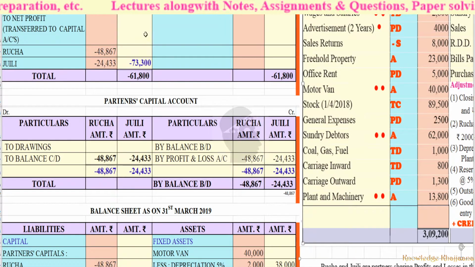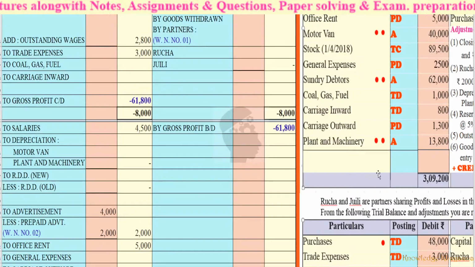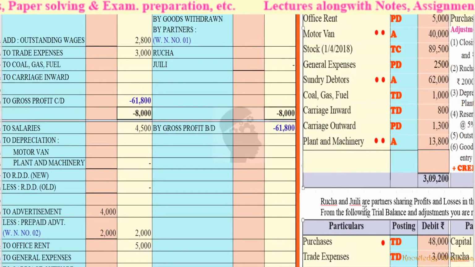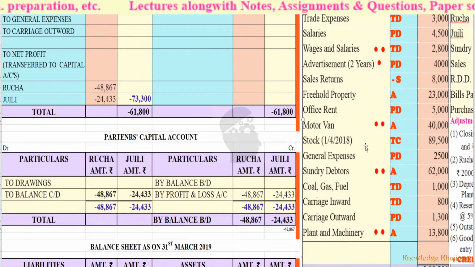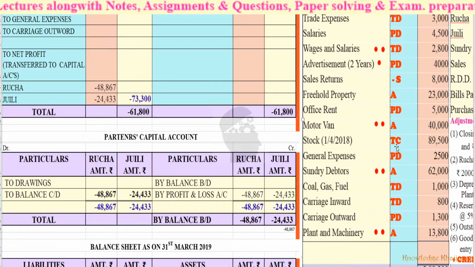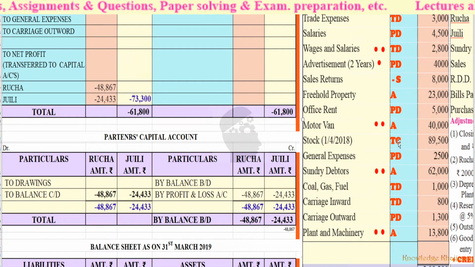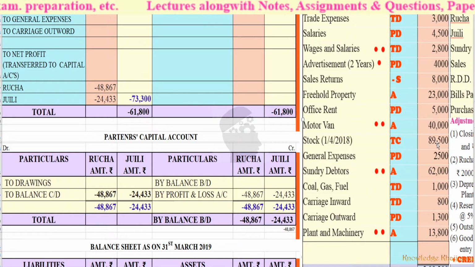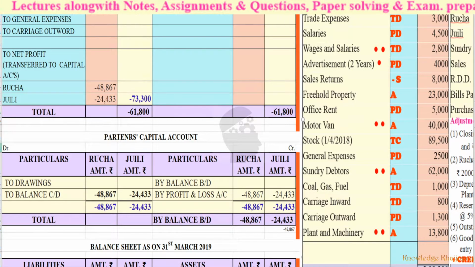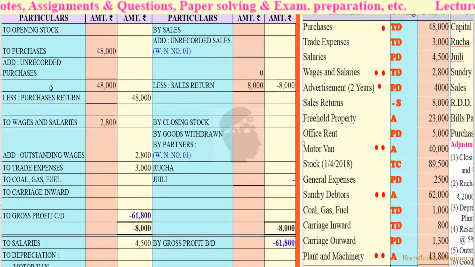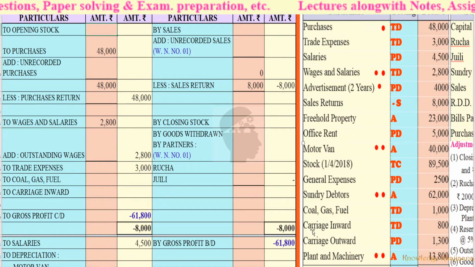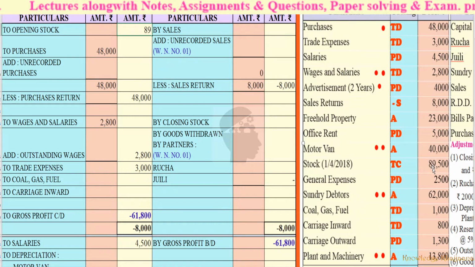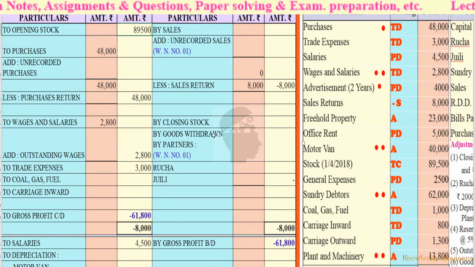Then stock. As the closing date is 31st March 2019, the stock given on 1st April 2018 is obviously an opening stock. Where should the opening stock be recorded? Trading account debit side, rupees 89,500.